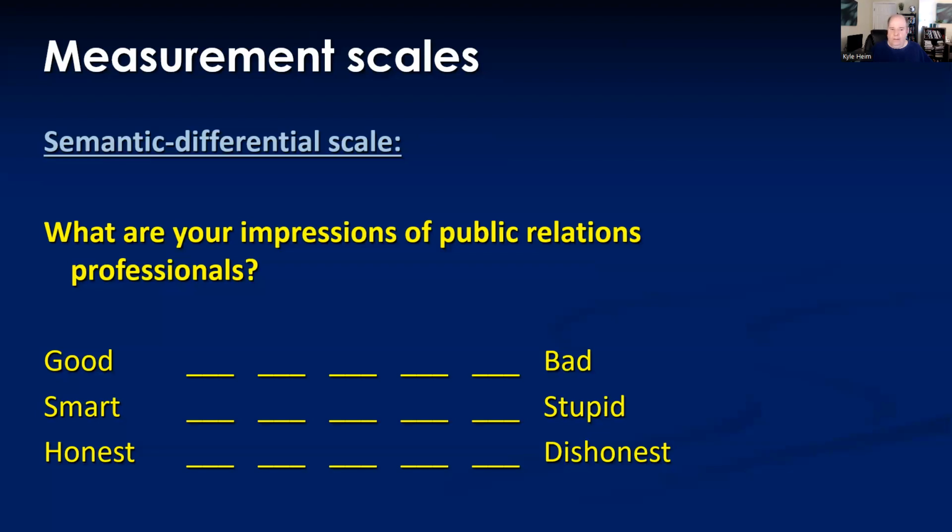So once again, this would be a semantic differential scale, but it would be an interval level of measurement. Because even though we don't see numbers here, we would assign a number to each of these, like 1, 2, 3, 4, 5. So once again, it would be interval measurement.